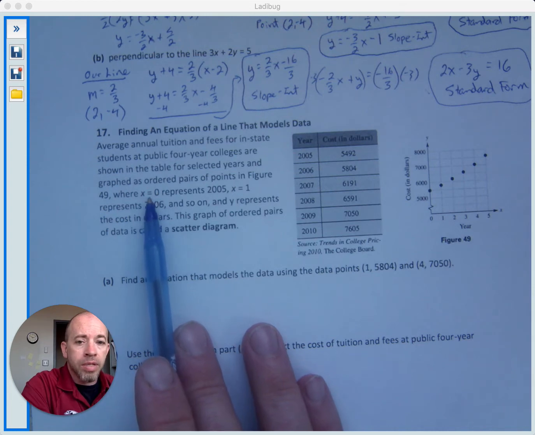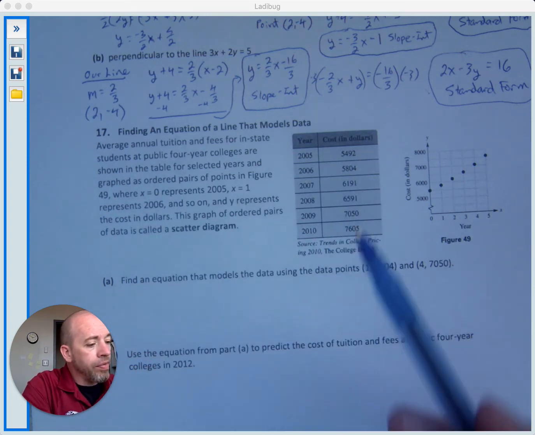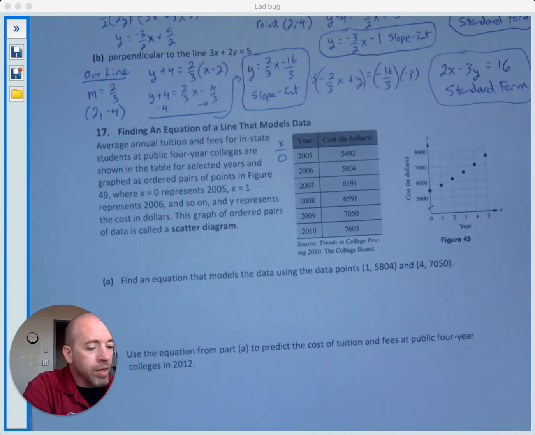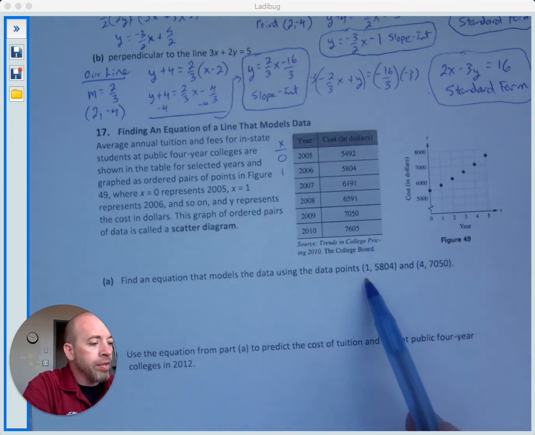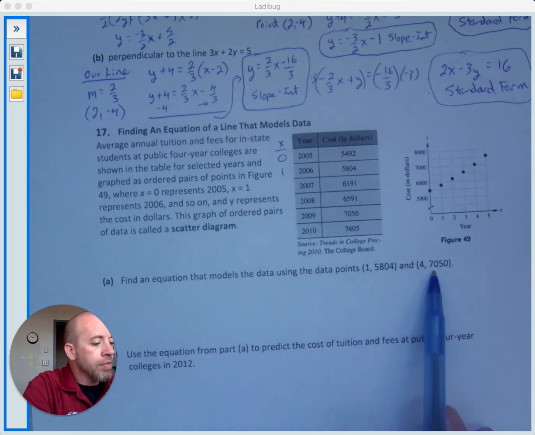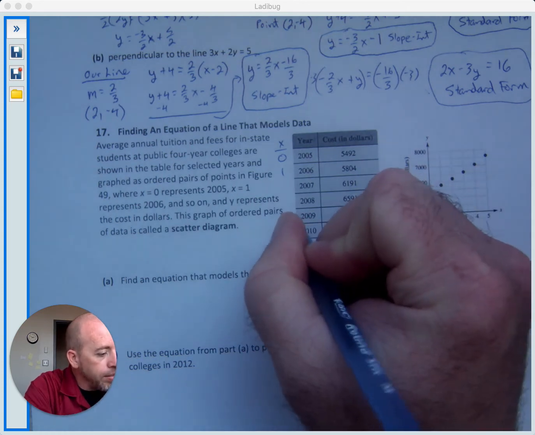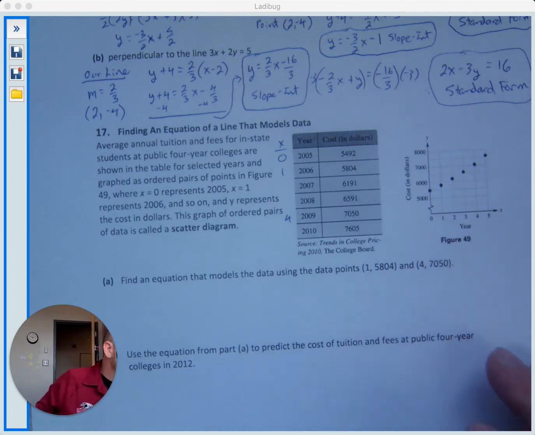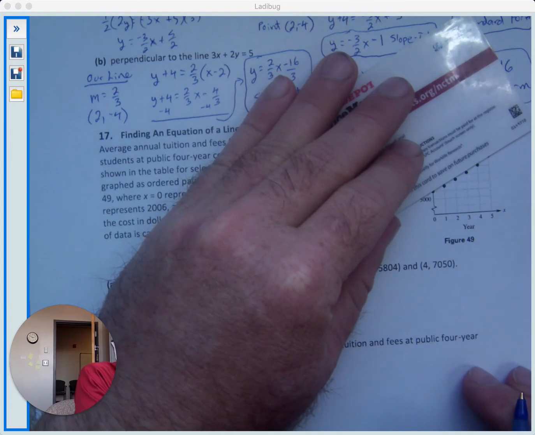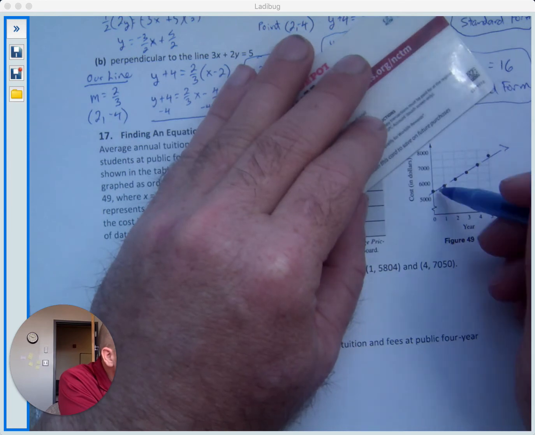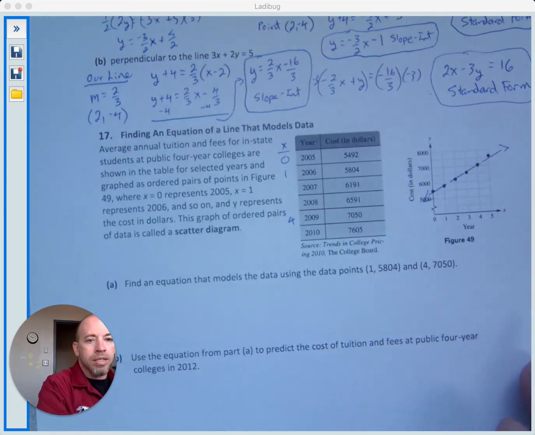We're going to let x equals 0 represent the year 2005. So we're putting an x here. That would be 0. x equals 1 represents 2006, and so on. So we're actually told what points to use. (1, 5804), that's from the year 2006. (4, 7050), that's from the year 2009. So we're asked to use those 2 points as an approximation for the line. If I draw a picture here, this is what it looks like. We're going to assume that the line approximates this trend in the data.